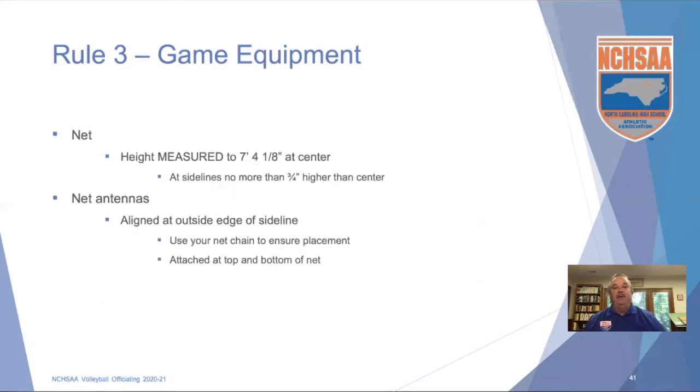Okay. When you measure the net, you'll have a chain as part of your equipment. Measure the net at 7 feet 4 1/8 at the center. Make sure that it's at that measurement at the center, and then the sidelines. When you go to measure the sidelines, those can be up to 3/4 of an inch higher than the center. And what I do when I go to the sideline, I'll put my net measurer on the outside edge of the sideline, so I can make sure the antenna is right on that outside edge of the sideline, and make sure it's attached. A lot of times the kids will put it up there and it won't be attached.